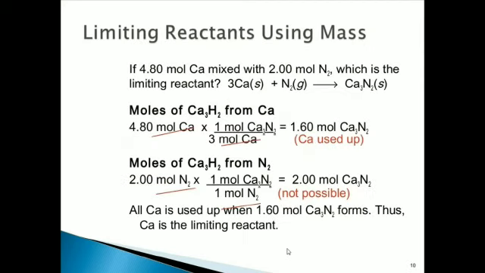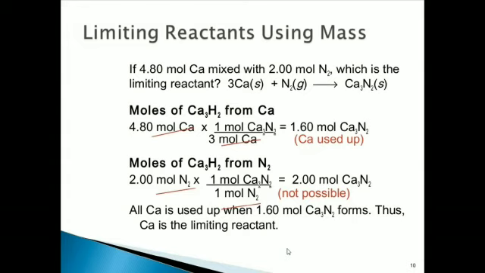By mass, how do we calculate the limiting reactant? Here is an example. If 4.80 mole calcium is mixed with 2 mole of nitrogen, which is the limiting reactant? The balanced chemical reaction is 3Ca solid plus N2 gas forms Ca3N2 solid. 4.80 mole of calcium is taken, and in the reaction you can see 3 mole of calcium react with 1 mole of nitrogen.